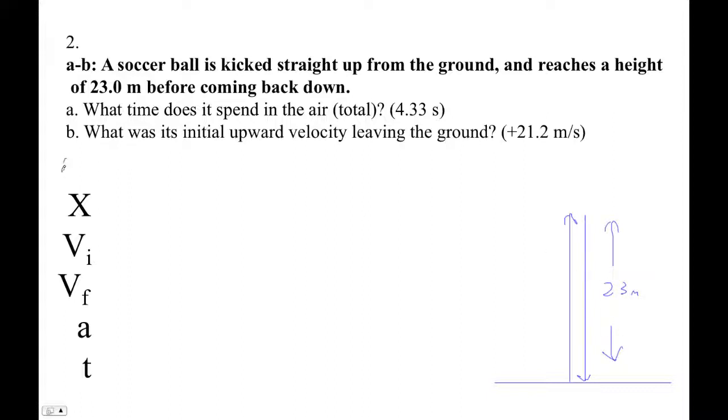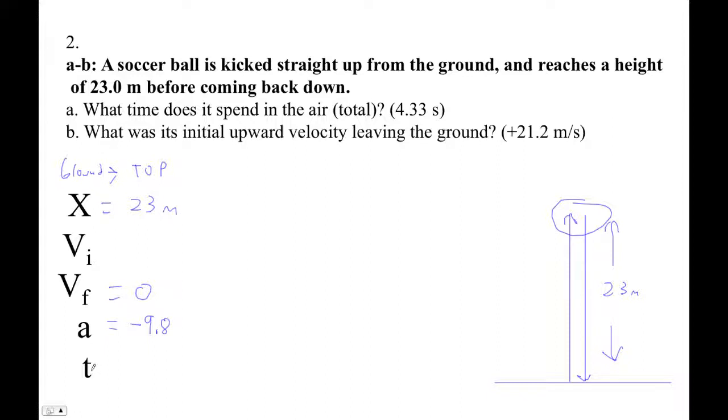So let's go ground to the top. We always go ground to the top on these up and down ones, right? At the top, our final velocity is going to be 0. All the way up, it's going to accelerate down. That's why it stops, by the way. And then our displacement here is 23 meters. Okay.